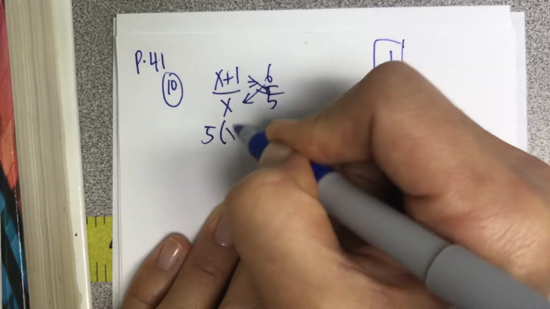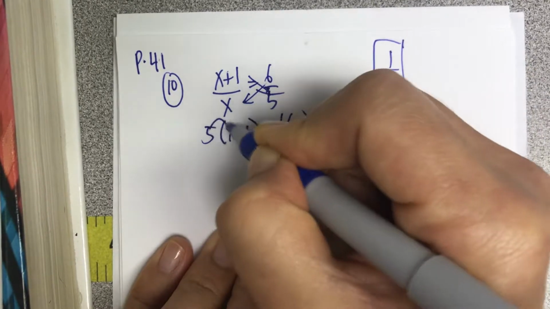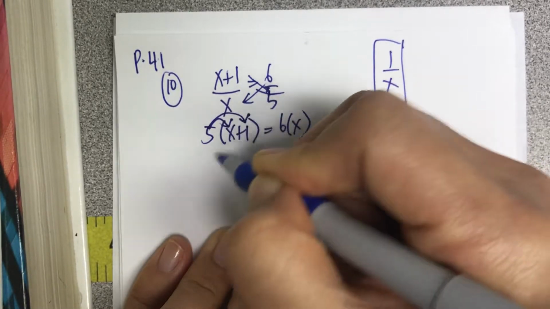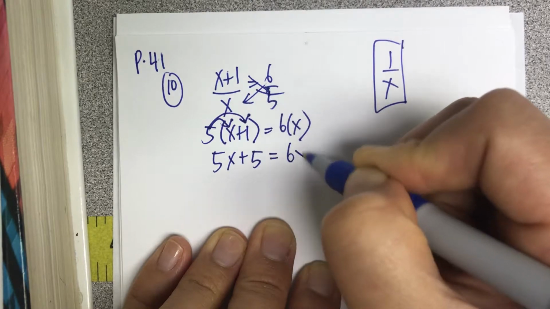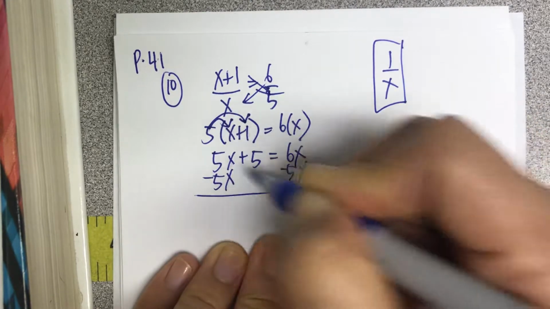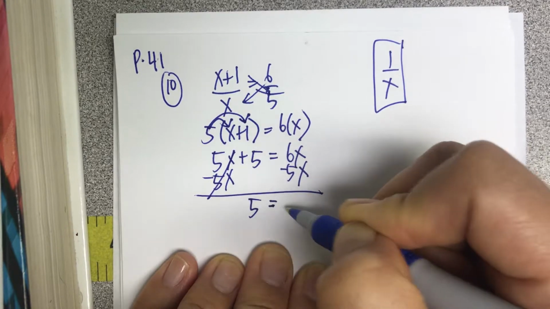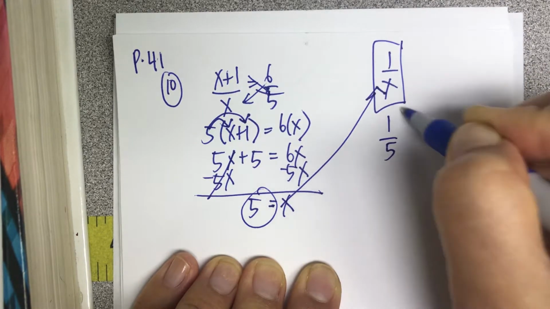It's going to be 5 times x plus 1 equals 6 times x. Distribute, distribute. 5 times x is 5x. 5 times 1 is plus 5 equals 6x. This is easy peasy. Minus it out. That's going to cross out. 5 is going to equal regular x. Take your 5, plug it in there, and you're going to get 1 over 5.